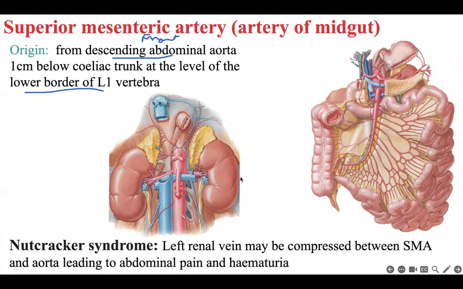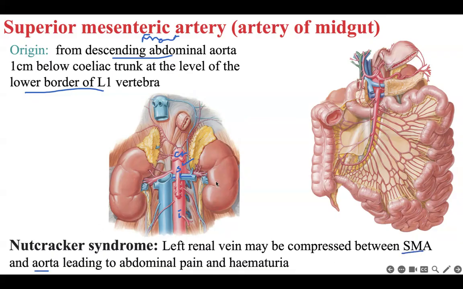Okay, this artery, do you see the aorta? This is the aorta. This is the celiac. This is the SMA, superior mesenteric artery, and this is the IMA, inferior mesenteric artery. Between the aorta and the SMA, there is a vein lodged in between. Between the SMA and the aorta we have a vein.